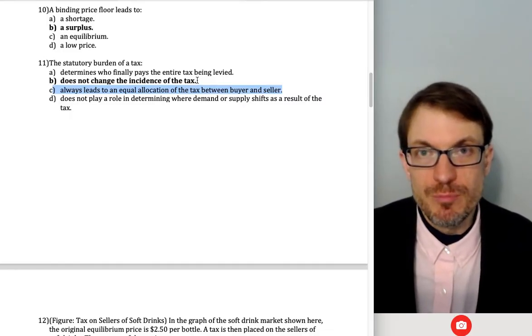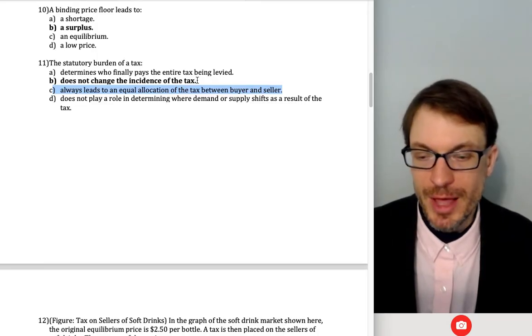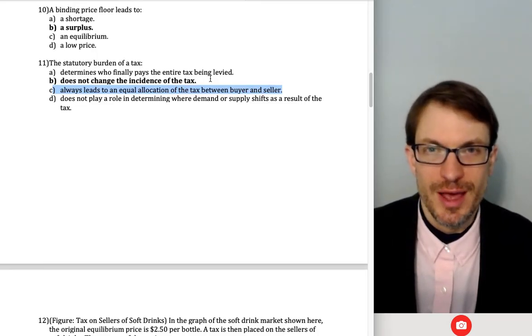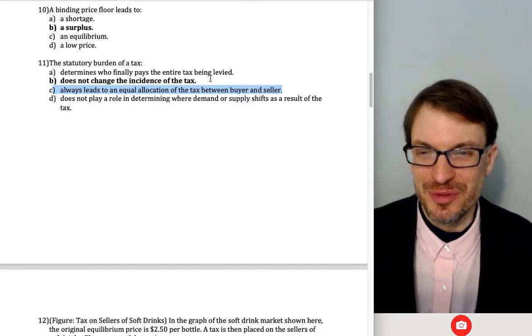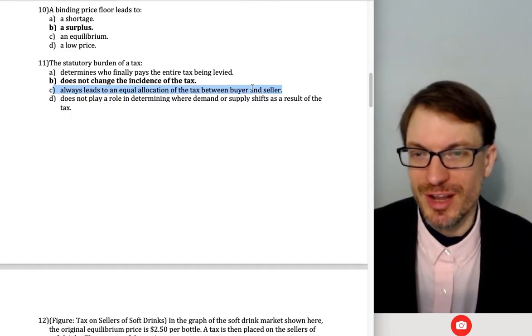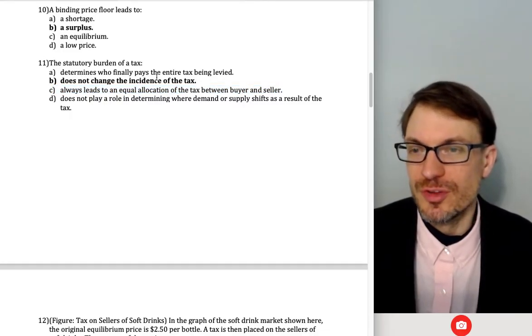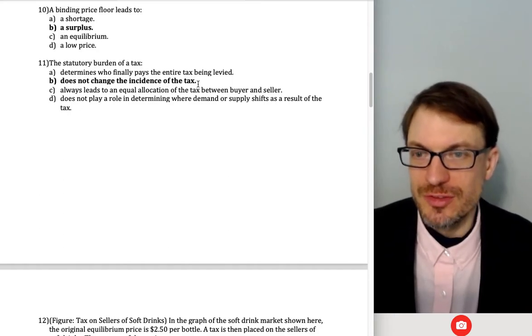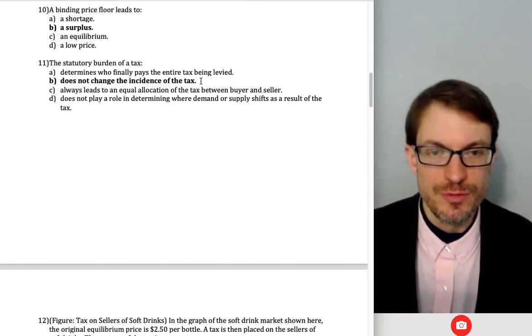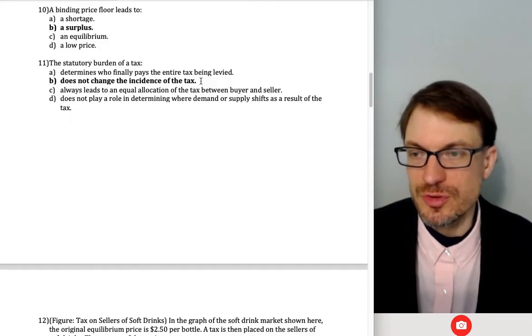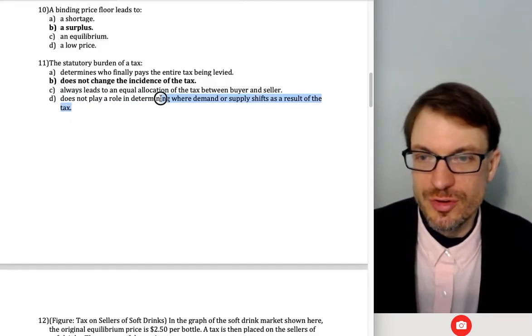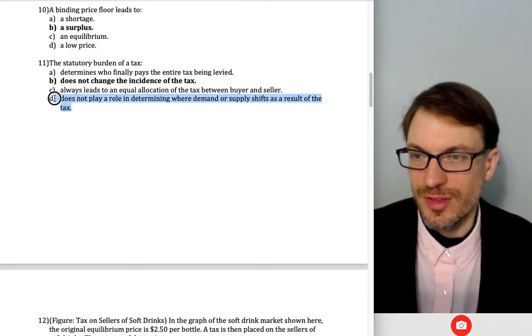That would be like bottled water. If there's a particular tax assessed on a single bottled water producer, but not all the others, we just buy from the other bottled water producer because they're essentially the same. You've got a lot of other substitutes. And so basically, tax incidence is striking those with fewer alternatives, fewer substitutes to just paying the tax. Doesn't play a role in determining where demand and supply shifts as a result of the tax.